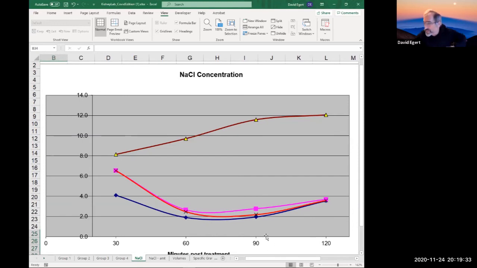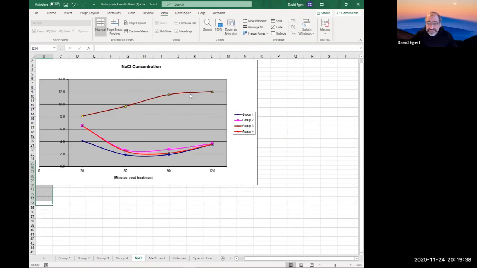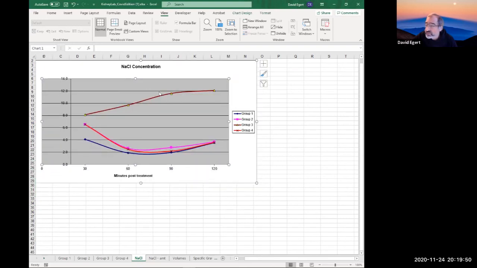Sodium chloride concentration. Again, in the big picture, this is not shocking at all, right? Group 3, the group that didn't drink much water and ate the salt, has much higher sodium chloride concentrations than any of the other groups. All of the other groups are pretty low, although group 2, the one that ate the salt tablets, does have a little bit higher salt concentration compared to the other groups, which you would expect.